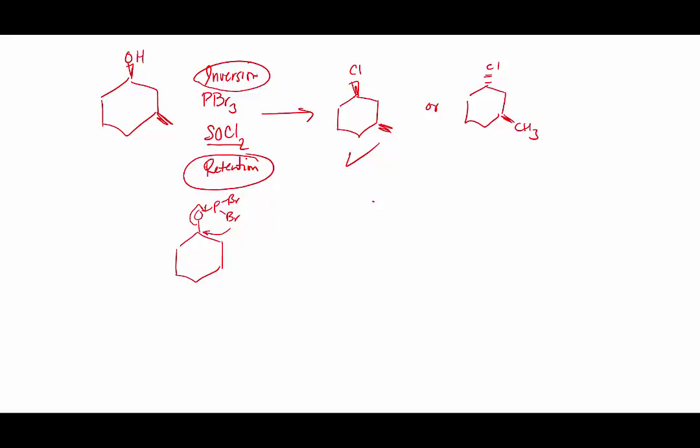And then for PBr3, the bold OH becomes a dashed Br because that's the inversion. So PBr3 will give you inversion, SOCl2 will give you retention, and if you miss those two, just make sure you give me one product and not both.